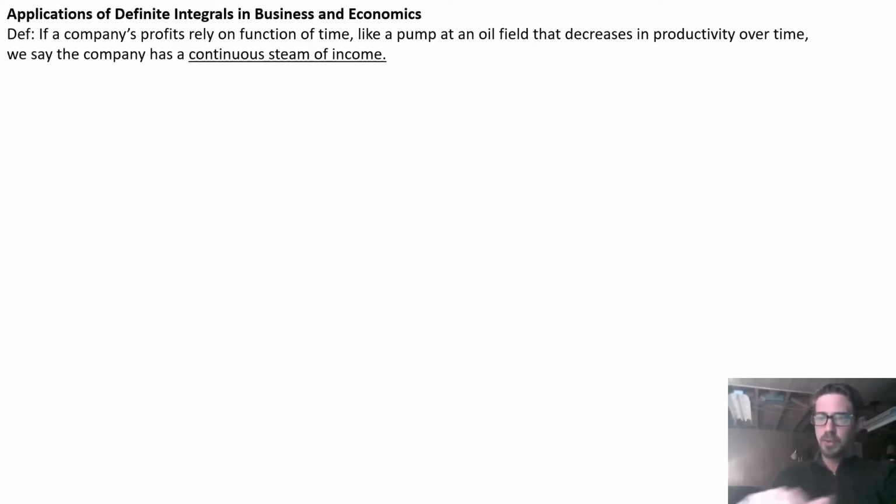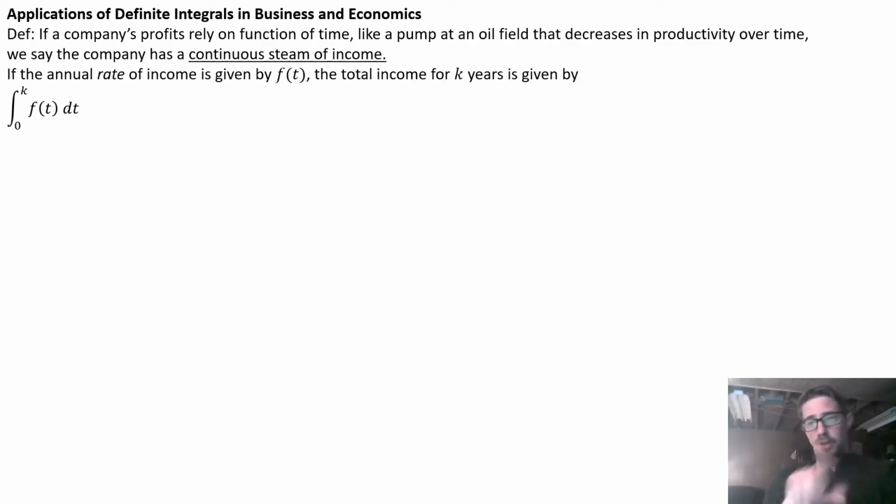So the rate at which the money's coming in is somehow changing. It's probably decreasing, right? Like any kind of equipment depreciates, or like an oil field gets tapped of resources. So we're given a rate. We want to figure out the total net amount of income we're earning from that stream of income. So given a rate, want an amount of stuff, that should trigger us. It's like, oh, we have to integrate.